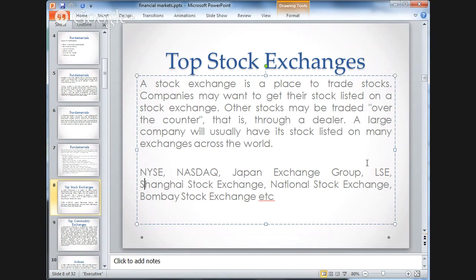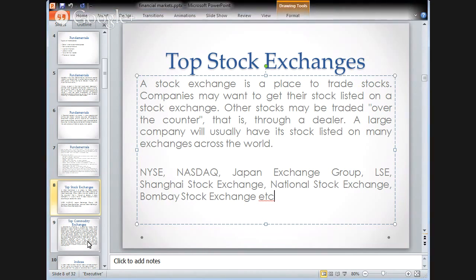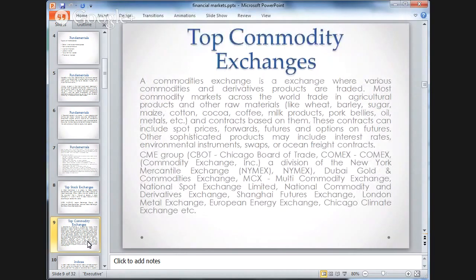The top exchanges we know by name are the New York Stock Exchange, Nasdaq, then the Japan Exchange Group. We have the London Stock Exchange, Shanghai Stock Exchange, National Stock Exchange (NSE) of India, and Bombay Stock Exchange, which is also in India. These are a few top exchanges, but every country has an exchange where stocks get traded. Then we have commodity exchanges as well.